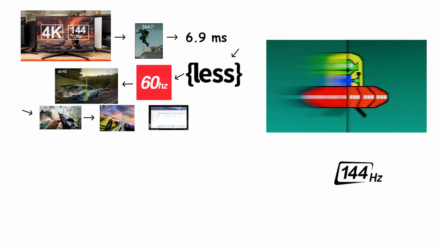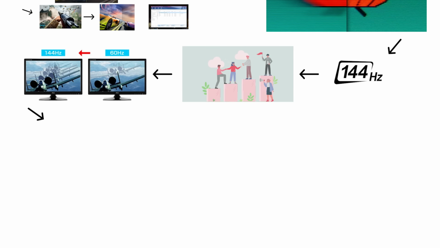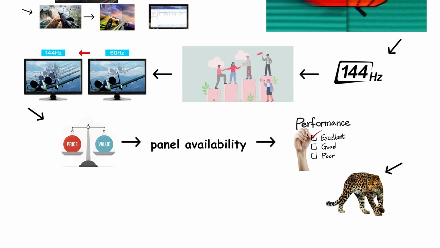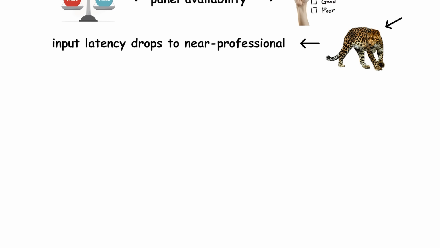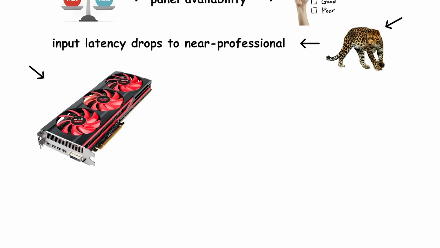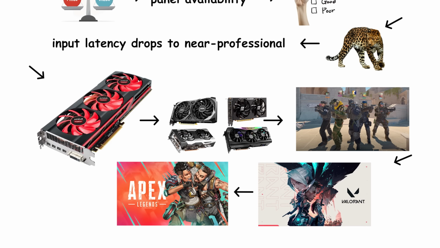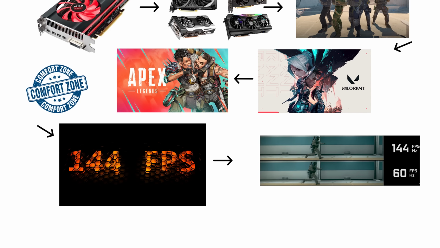The 144 Hz tier became the de facto gaming standard because it balanced cost, panel availability, and performance. It's fast enough that input latency drops to near professional levels, but not so extreme that only high-end graphics cards can keep up. Most mid-range GPUs can drive popular competitive games like Counter-Strike, Valorant, or Apex Legends comfortably above 144 frames per second, allowing you to actually use the extra refresh headroom.